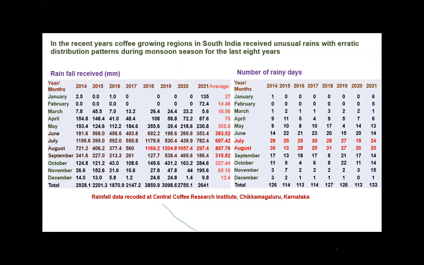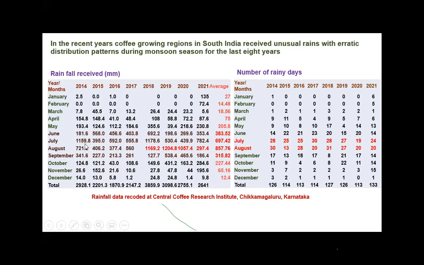Here I just wanted to share the rainfall received over a period of 8 years. We can see here from June to September, those 4 months are very critical. That is the real monsoon period. When we look at 2014 through 2017, on an average we received 300 to 350 mm in each month, June and July here.